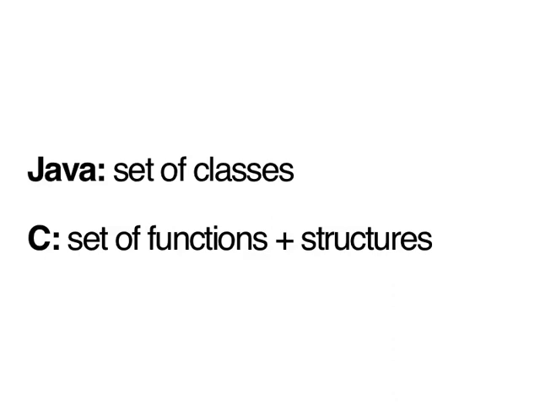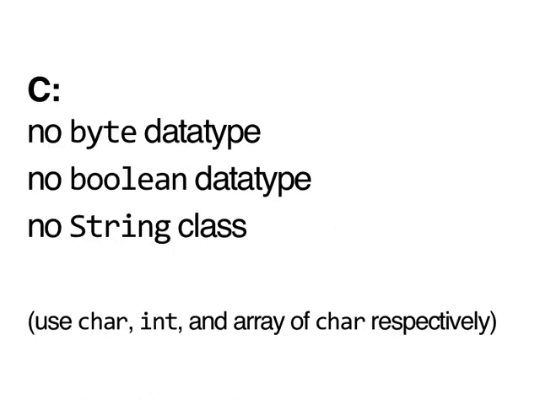Right? So Java is an object-oriented programming language. When you write Java code, you organize your code into a set of classes, and your classes have methods and members. When you write a program in C, right, C consists of a set of functions and structures. There's no concept of class, no concept of objects. Everything is just functions, and your code is organized into functions, and your data is organized into structures. Okay, so this is the first main difference.